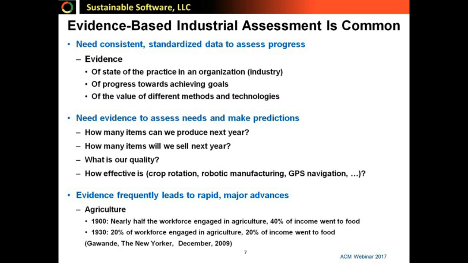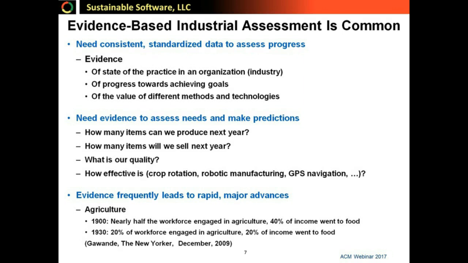The other thing you see in different industries is that the kind of evidence we're talking about often leads to rapid major advances. In agriculture, for example, in 1900, nearly half of the workforce in the U.S. was engaged in agriculture, and about 40% of people's income went to food. By 1930, about 20% of the workforce was engaged in agriculture, and about 20% of the income went to food. This comes out of an article by Atul Gawande, by the way, in the New Yorker a few years ago.